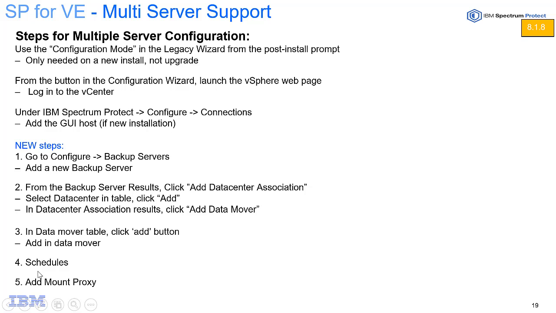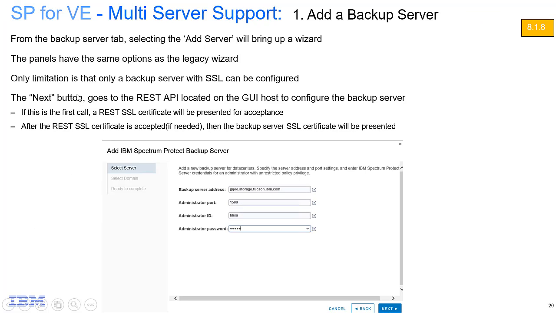So let's go through some of those new steps. I won't go through the original installation piece. In the new step, the first thing you're going to do from the vCenter is go ahead and add a backup server, and that's going to be from the backup server tab, and you'll simply click on the Add Server button, which will bring up this following wizard here.